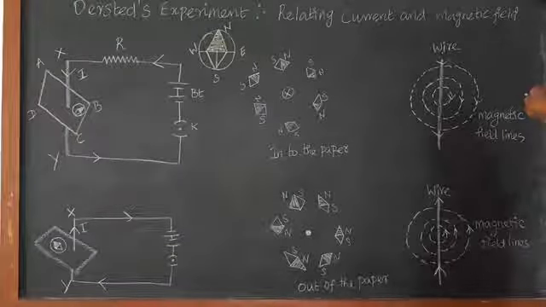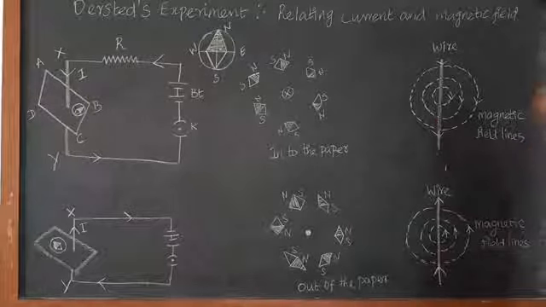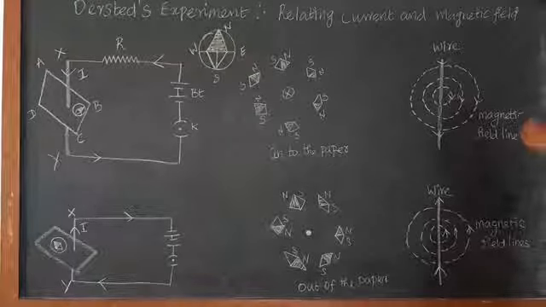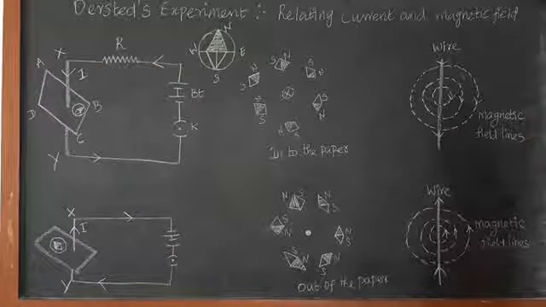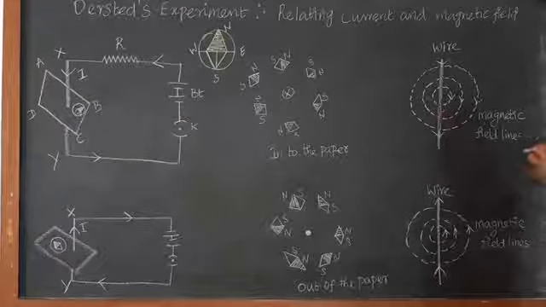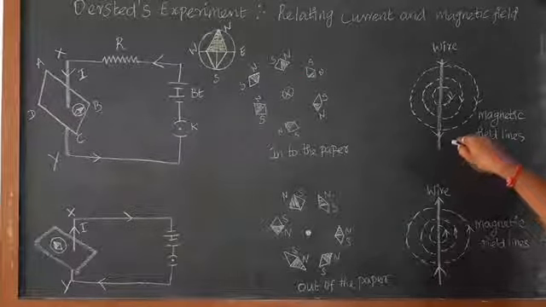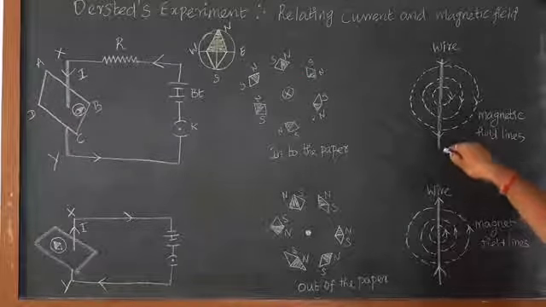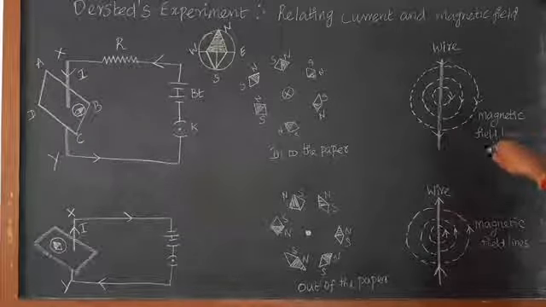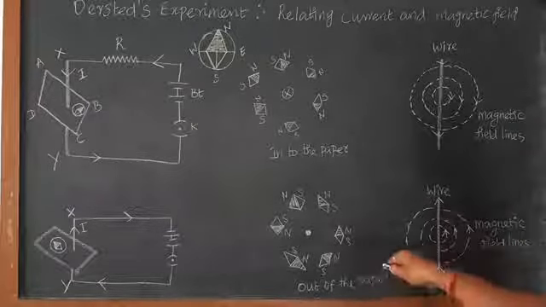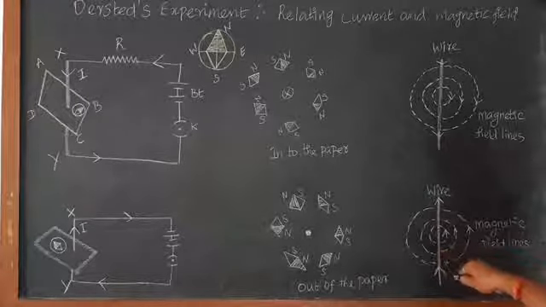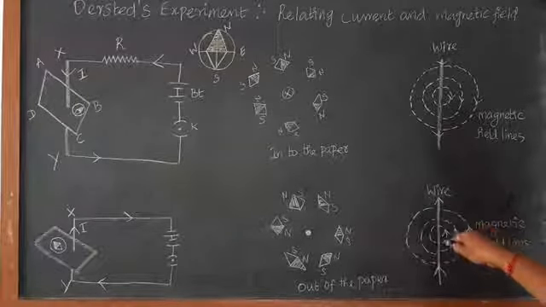Here I show the current flowing into the paper, from top to bottom. These concentric circles indicate the magnetic field. Look at the direction, which is clockwise, because the north poles are pointing like that, in the clockwise direction. And there is a rule for this, I will explain. For the second case, if I change the direction of the current, the deflection also changes. So look here, all the north poles are rotating in the anti-clockwise direction.